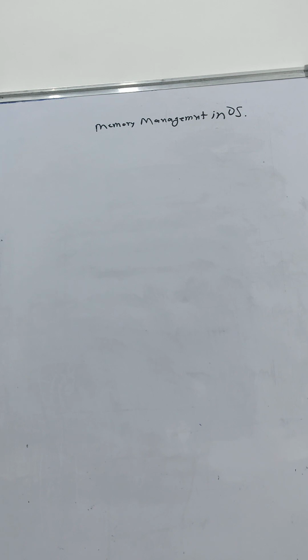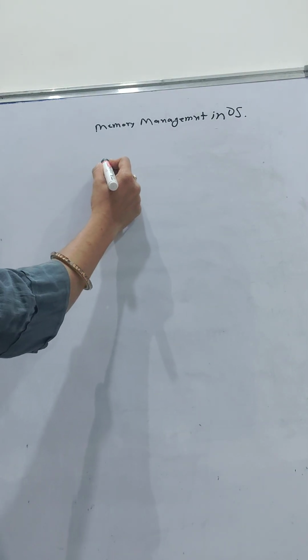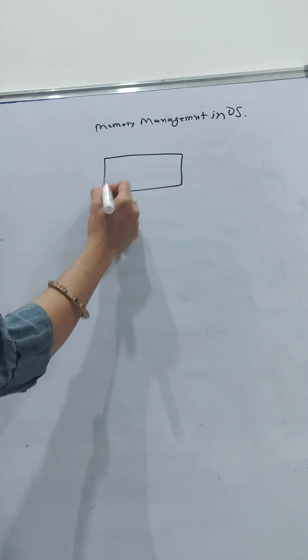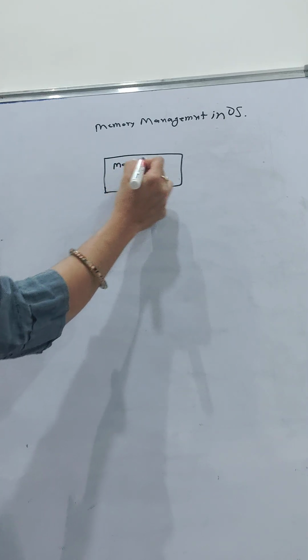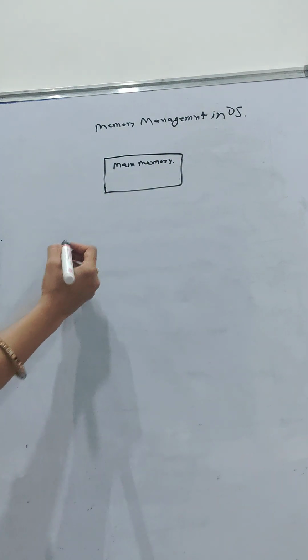So hello friends. Today we'll discuss memory management in operating system. Memory management is basically the best utilization of our main memory for multiple processes by the operating system. So suppose this is our main memory. The memory management unit of the operating system will do several things.